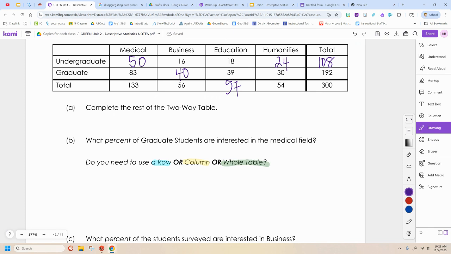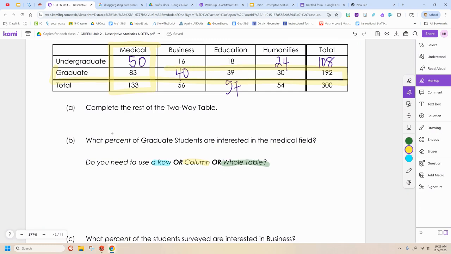This one says, what % of graduate students are interested in the medical field? So I know a lot of you would probably be able to do this part pretty easily. Hey, medical students, right? Graduate, right? But now you have a row and a column. Agreed? So now you have to figure out which way am I using as my whole? What am I relative to? So we read it again.